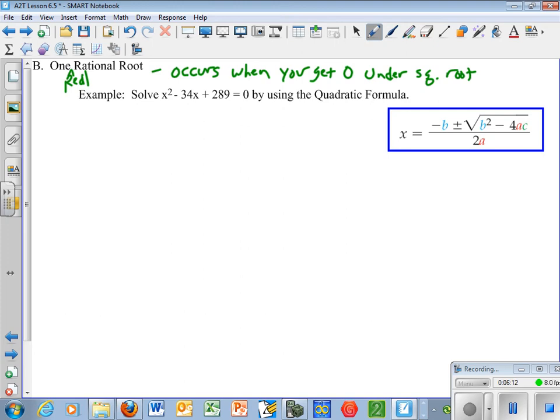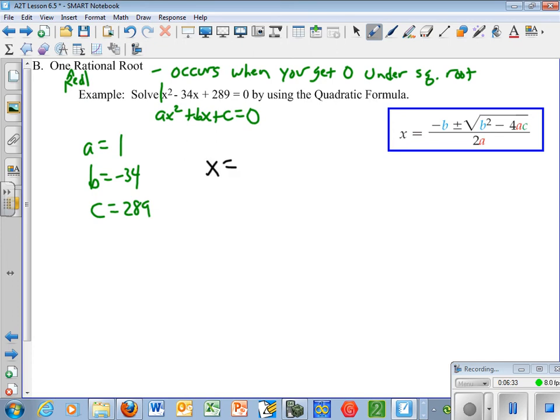As you can see, this is already in ax squared plus bx plus c equals 0 form. We don't have to do any maneuvering. So let's go ahead and write down our a, b, and c. A is 1. There's a 1 in front of x squared. B is negative 34. C is 289.